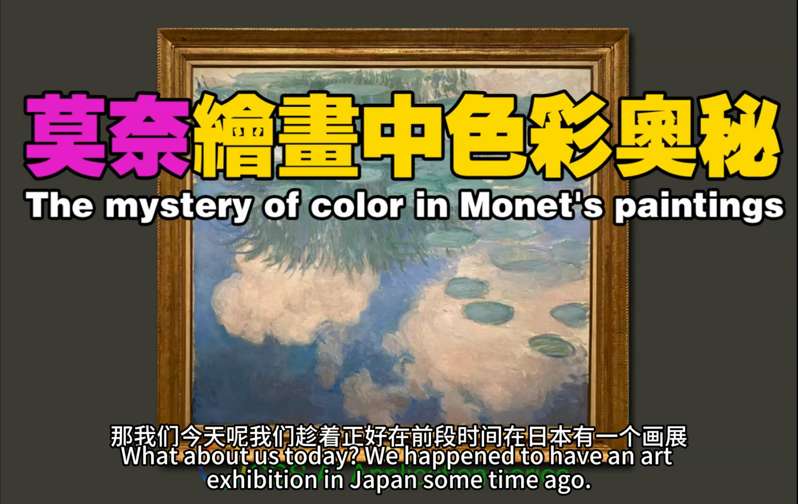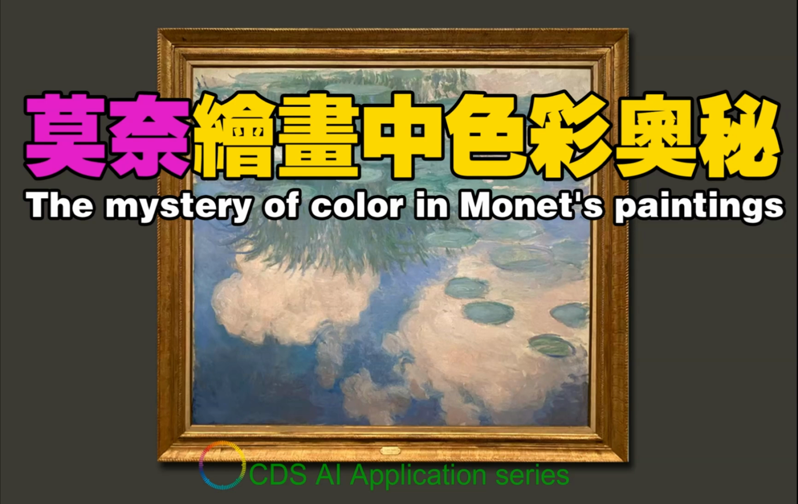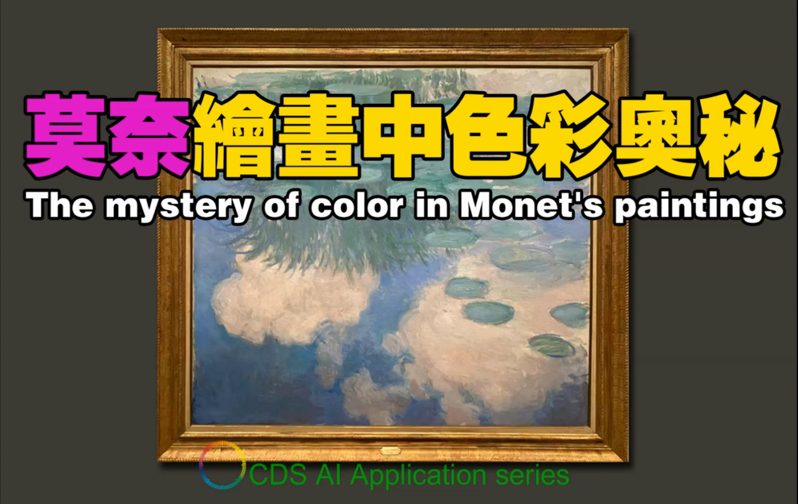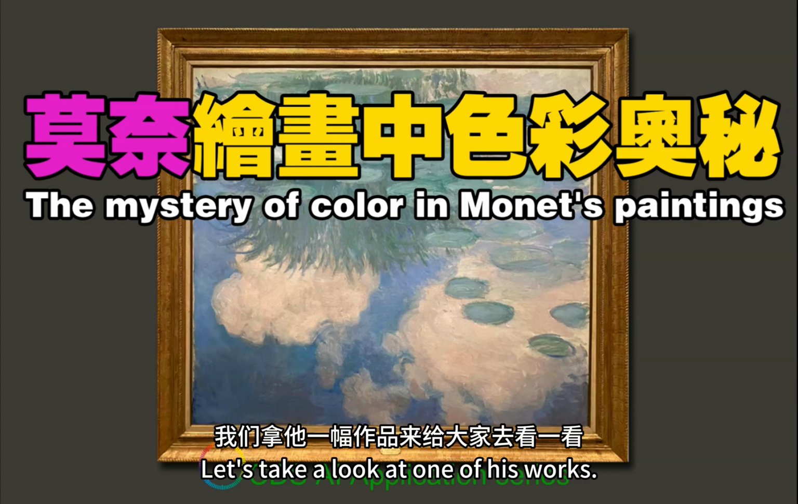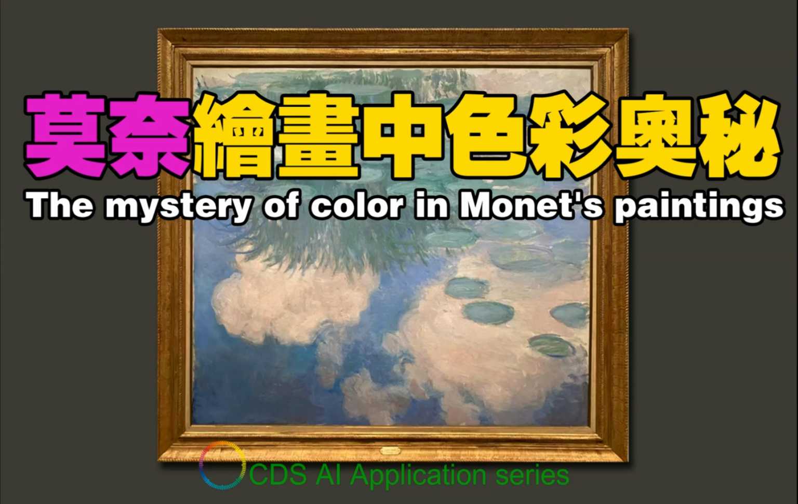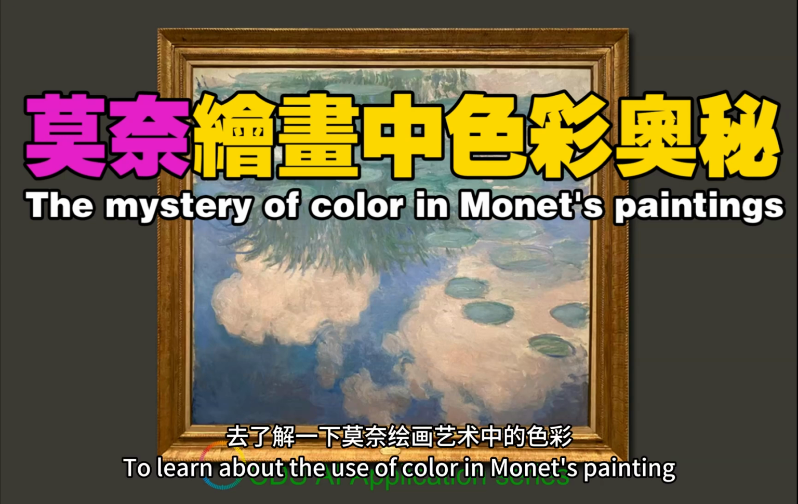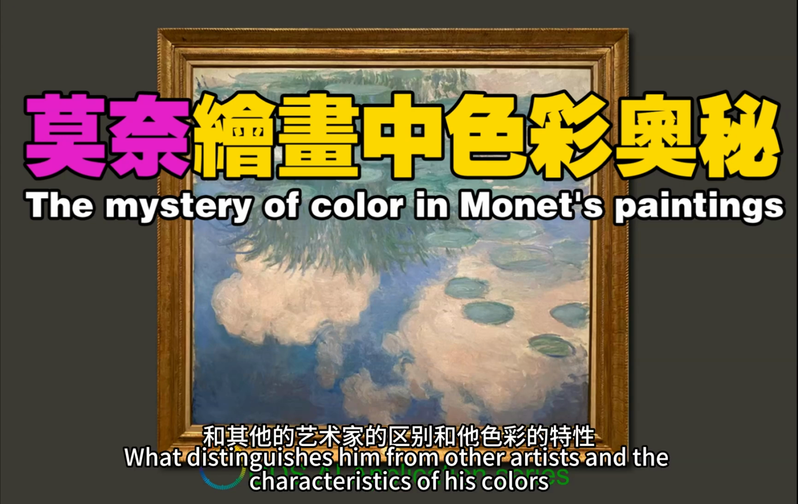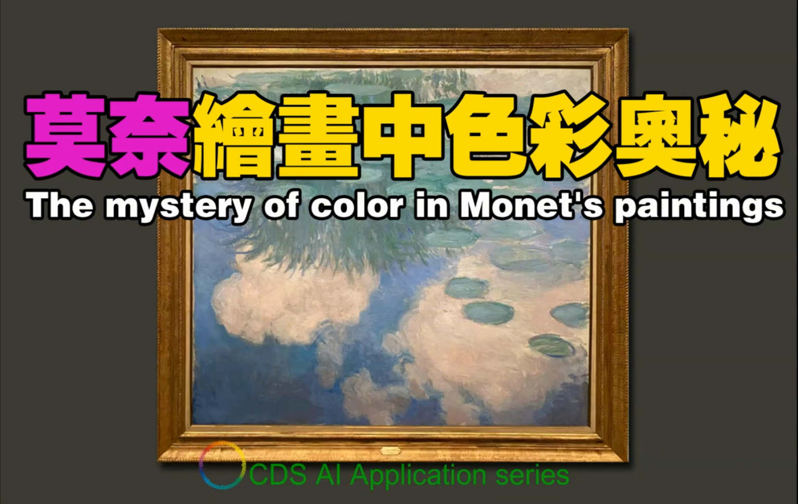What about us today? We happened to have an art exhibition in Japan some time ago. This is a display of Monet's artwork. Let's take a look at one of his works, to learn about the use of color in Monet's painting, what distinguishes him from other artists and the characteristics of his colors.